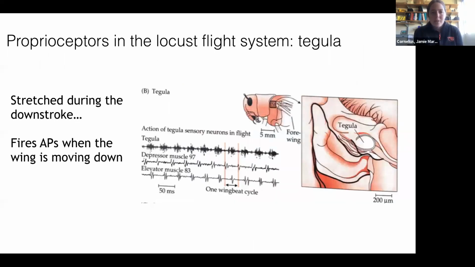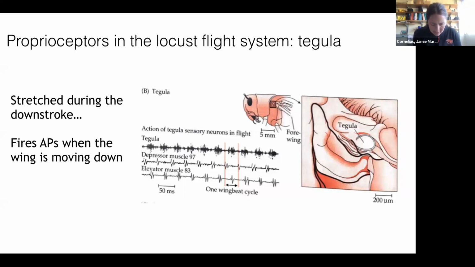The second kind of proprioceptor is called the tegula. And so in this picture of the locust head, you can see the box there, again, associated with the wing, of course. And in this one, it's stretched during the downstroke. So it fires action potentials when the wing is moving down.